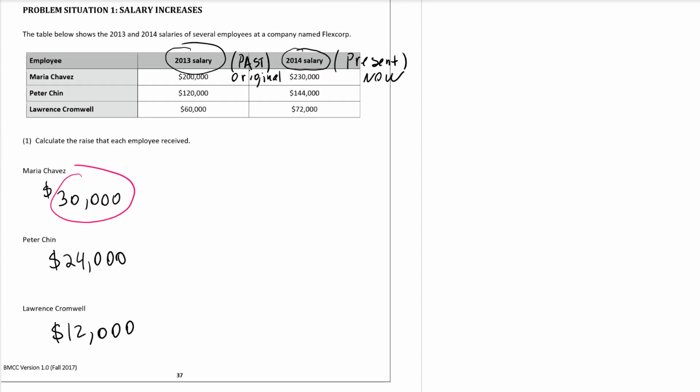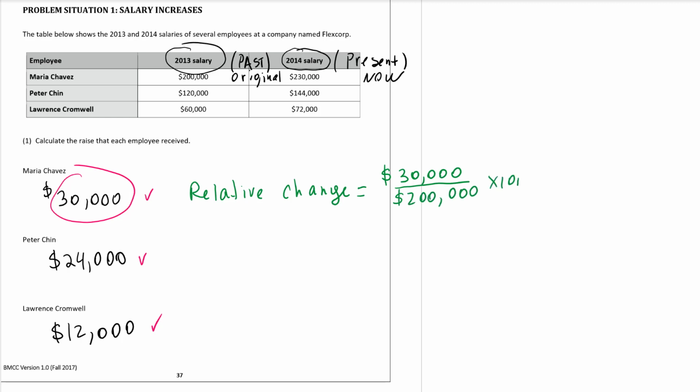All right. So now look, we already calculated the absolute change. So to calculate the relative change, we're going to take the difference that we got for each, and we're going to divide it by the original salary, not the present salary, but the past. Okay, so we take $30,000 and we divide it by $200,000, and we convert this into a percent.